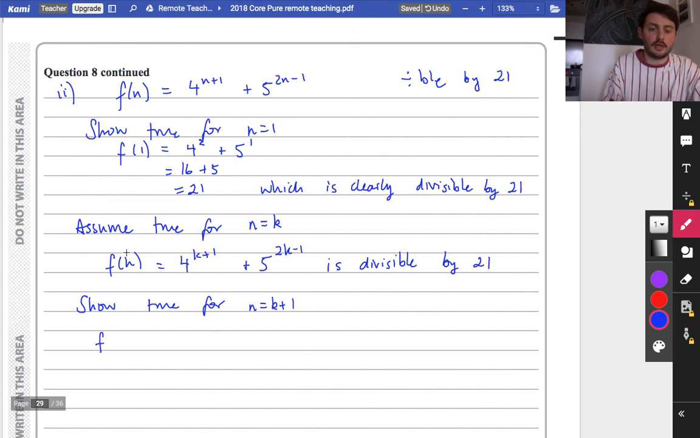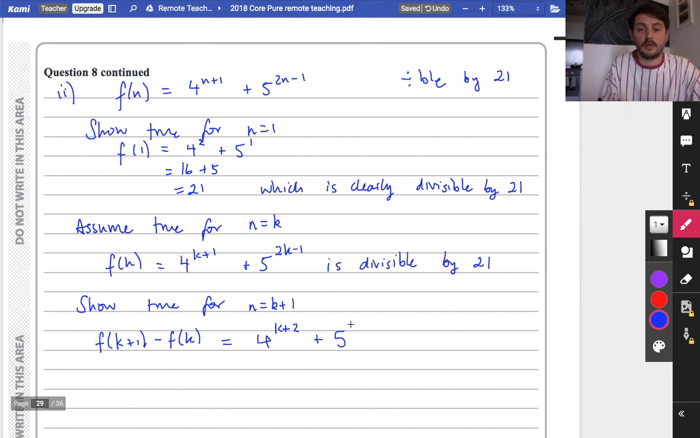Now, if you remember the trick, we're going to say f of k plus 1 minus f of k. That's the trick that helps us to do this kind of one. So f of k plus 1 is 4 to the power of k plus 1 plus 1, which is 4 to the power of k plus 2, plus 5 to the power of 2k plus 1 minus 1. So that would be 2k plus 2 minus 1, which is 2k plus 1. And that's all going to minus 4 to the power of k plus 1. We're now minusing this, minus 5 to the power of 2k minus 1.